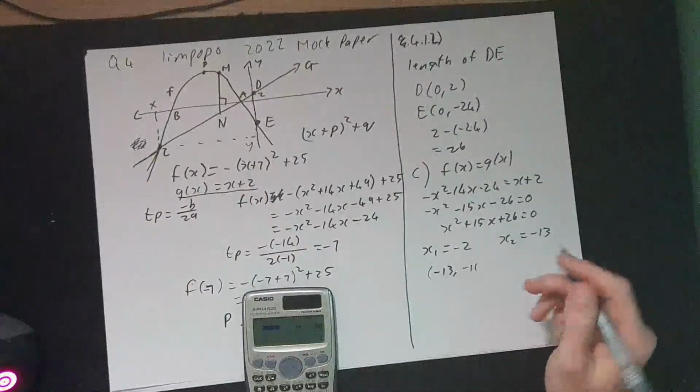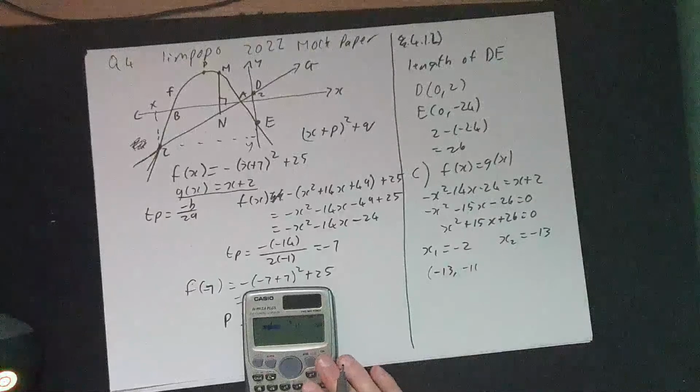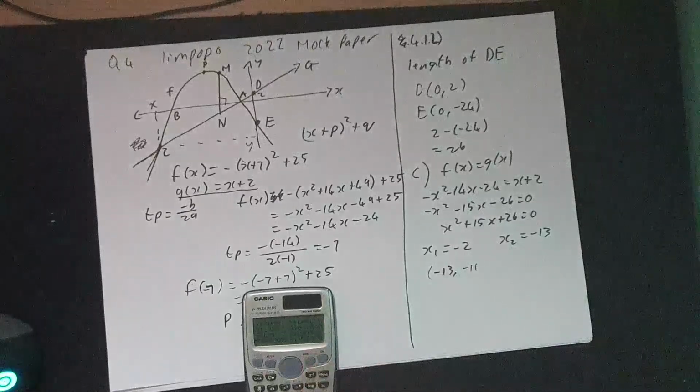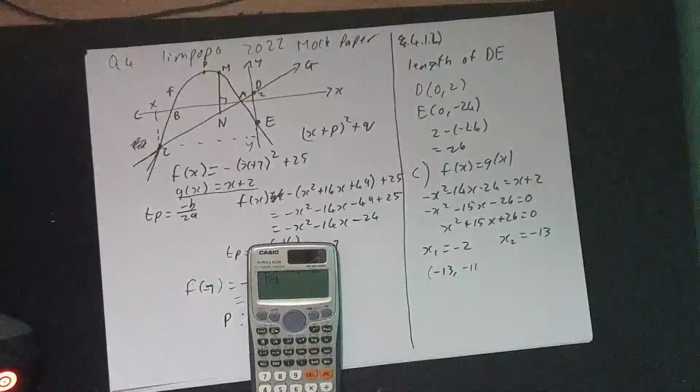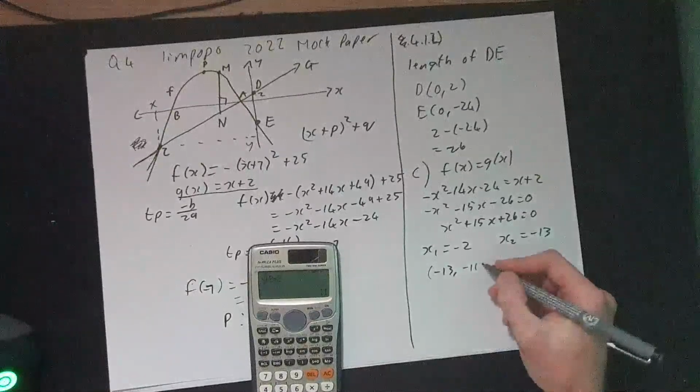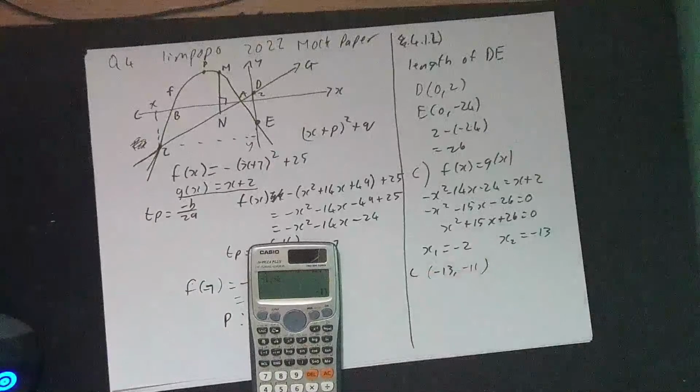Let me just go back to normal mode there. So -13 plus 2 is -11. And then that gives you C's coordinate.